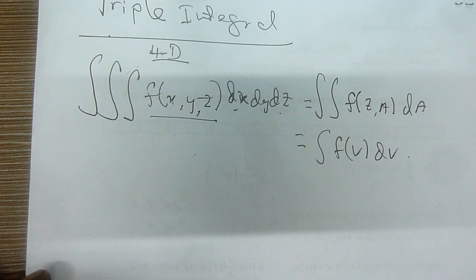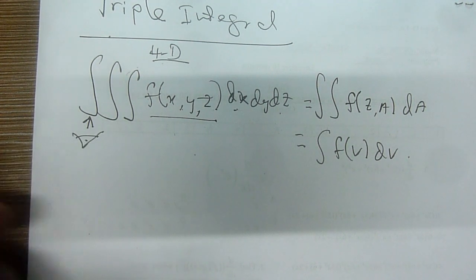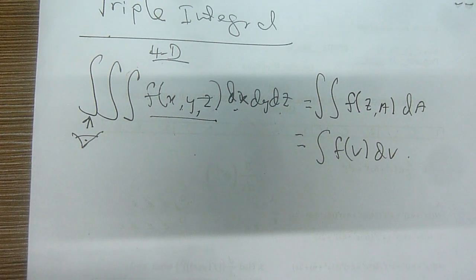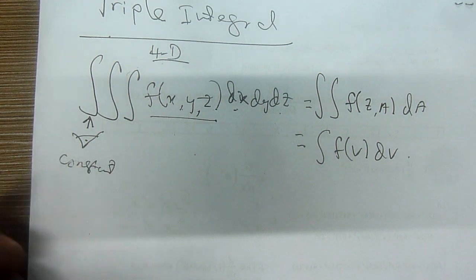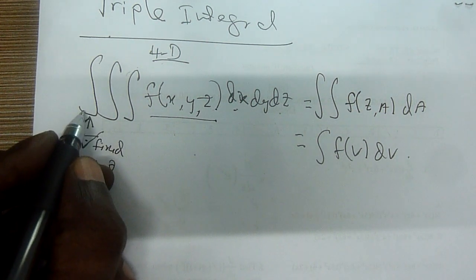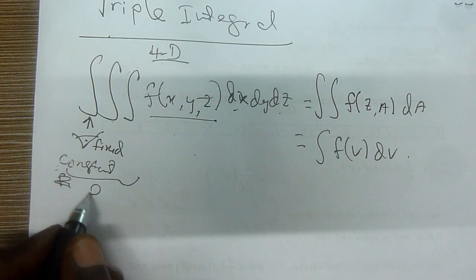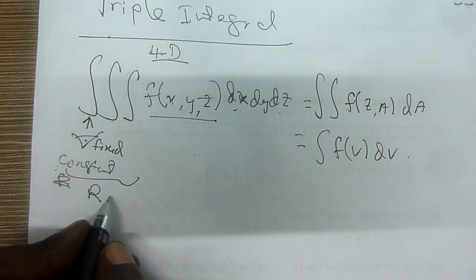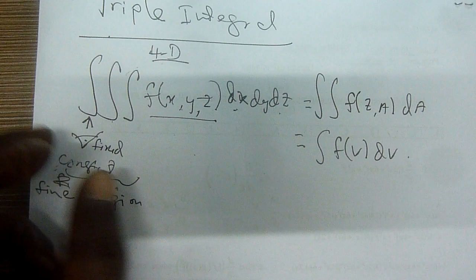Because it's a triple integral, it's not as easy as you can see. And the most important thing is that you need to fix your variable here. I would like to stress this word. You must fix it, it must be constant. First rule, constant. And the second, the combination of these two, up to here, is a region. You need to find the region.